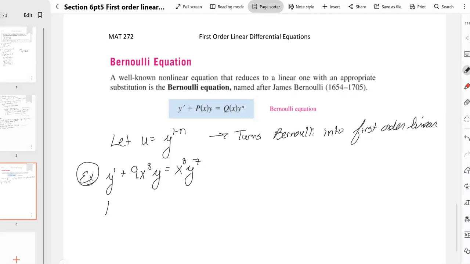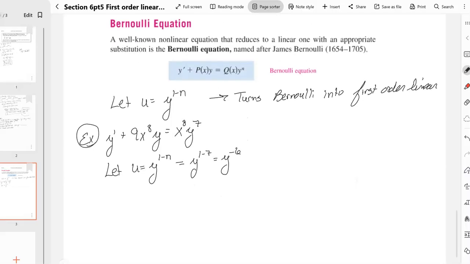We're going to do a substitution. We are going to let u equal y to the 1 minus n. So n is going to be the exponent that's on that y on the other side. So this is going to be y to the 1 minus 7, which is y to the negative 6. So here's what we have. We're going to say u is equal to y to the negative 6. And then everything else is going to come from that statement.